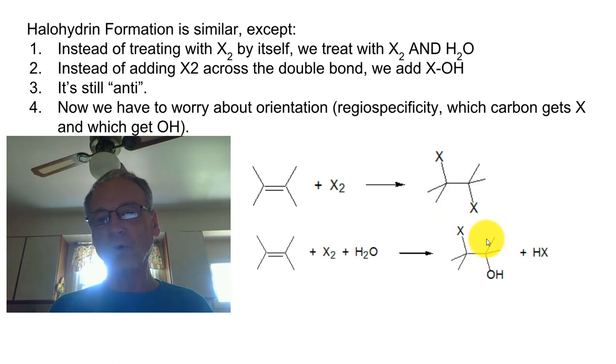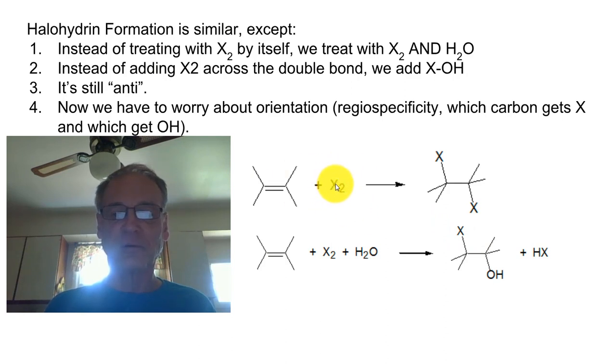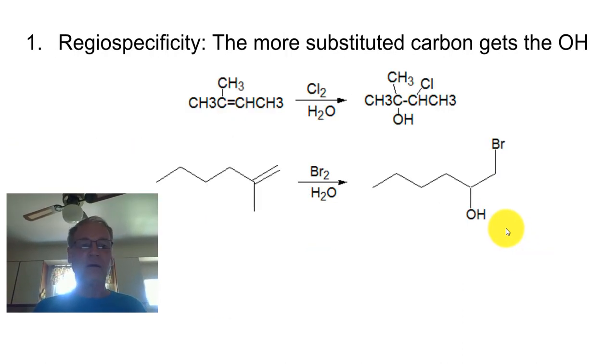So we're going to have a rule, something like the Markovnikov rule or anti-Markovnikov, to help us decide which carbon gets which thing. And we'll talk about that here in just a minute. One additional difference is that when you add halogen across the double bond, there's no byproduct. But when you add halogen and water, one of the halogens and an OH group add to the double bond, and what's left over is a molecule of HBr or HCl. So let's talk about the regiospecificity.